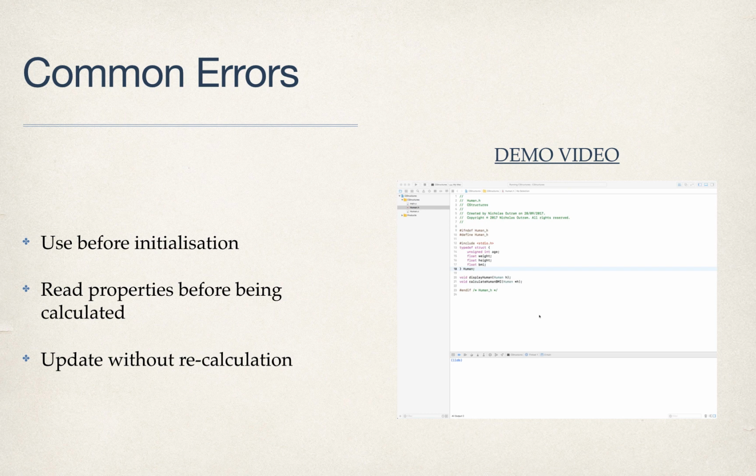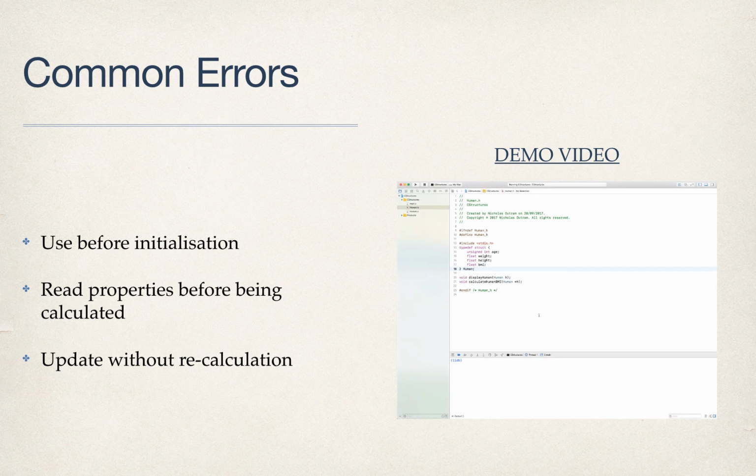All right. Reading the BMI before you've actually performed the calculation. So let's say you'd initialized the structure, but you hadn't called calculate BMI, and then you read the BMI property. It's not been set, so it's some random value or 0. And then, more sinister, update without recalculation. So you might change the weight, for example, and then forget to recalculate the body mass index. So these are things you've got to always remember yourself when you're using structures and an API.